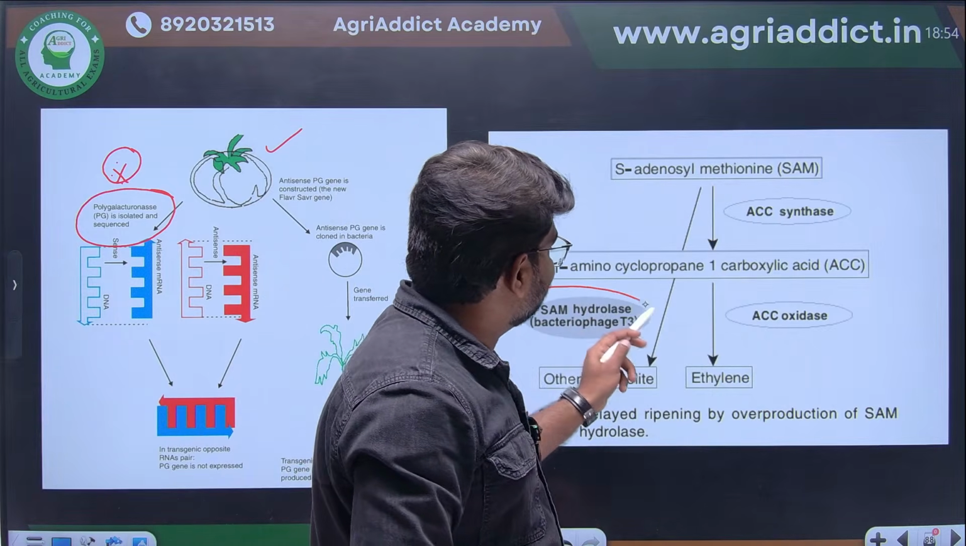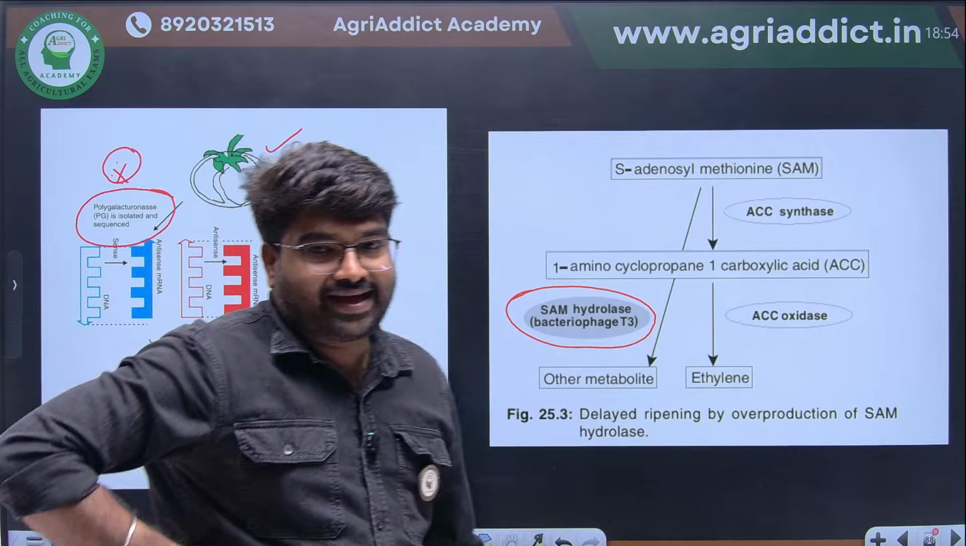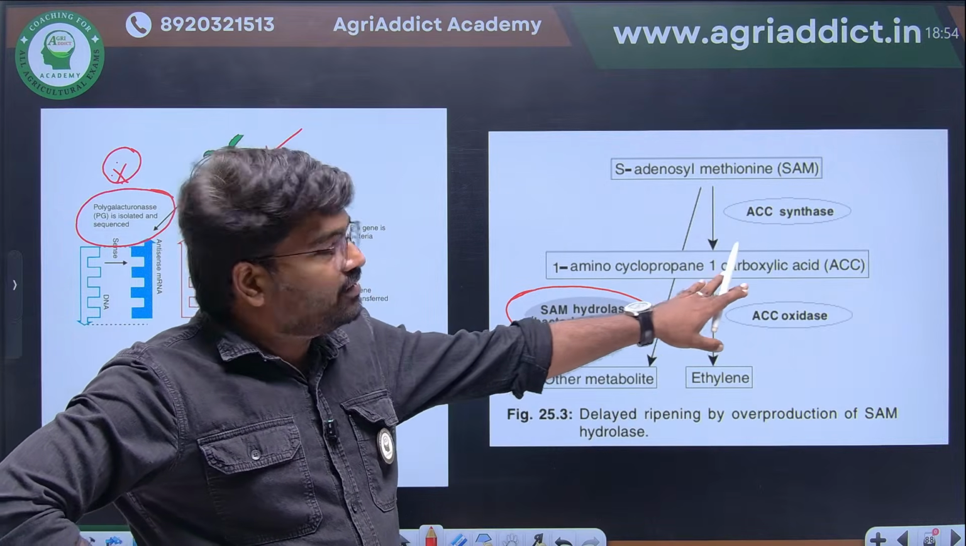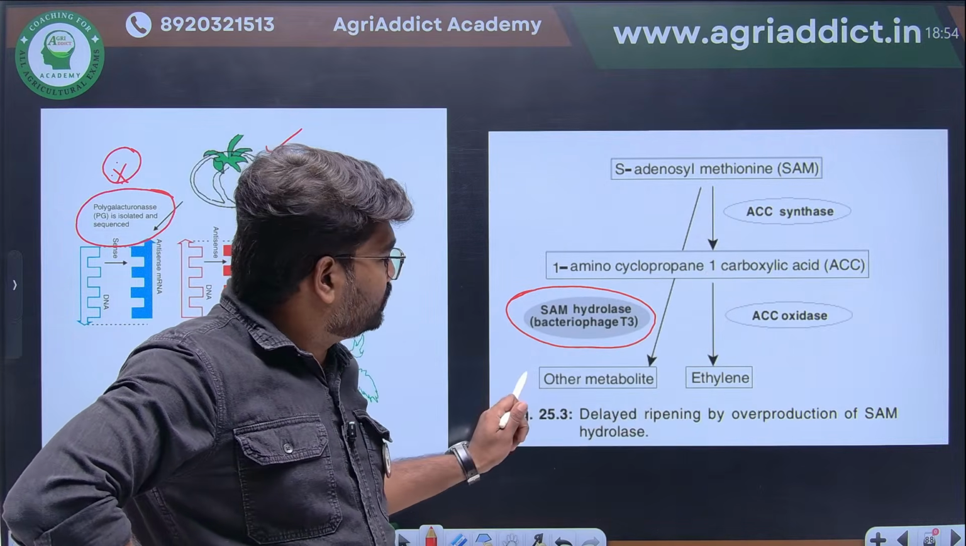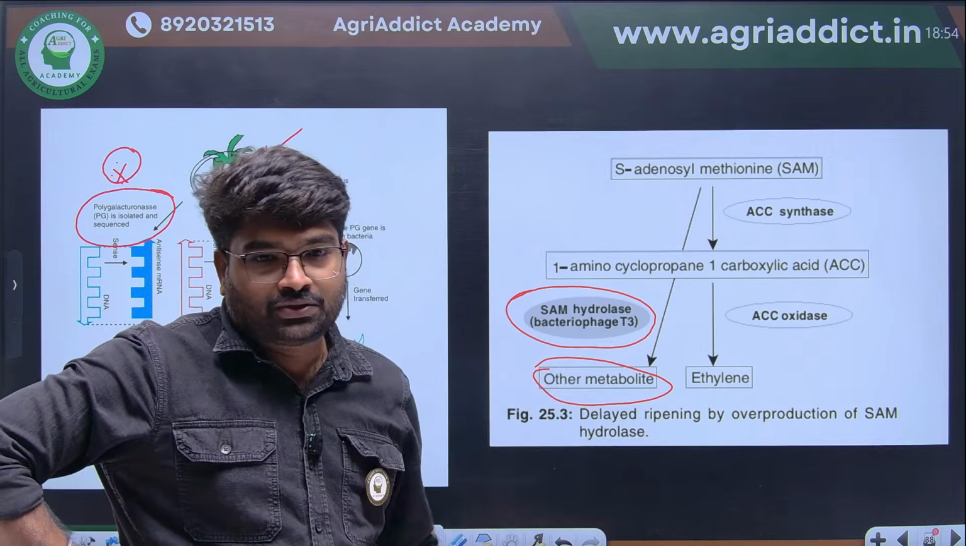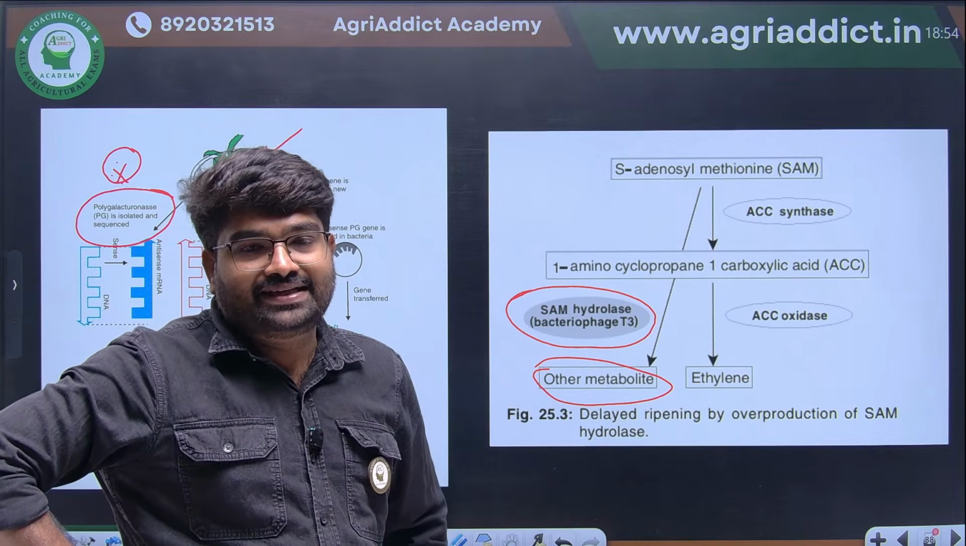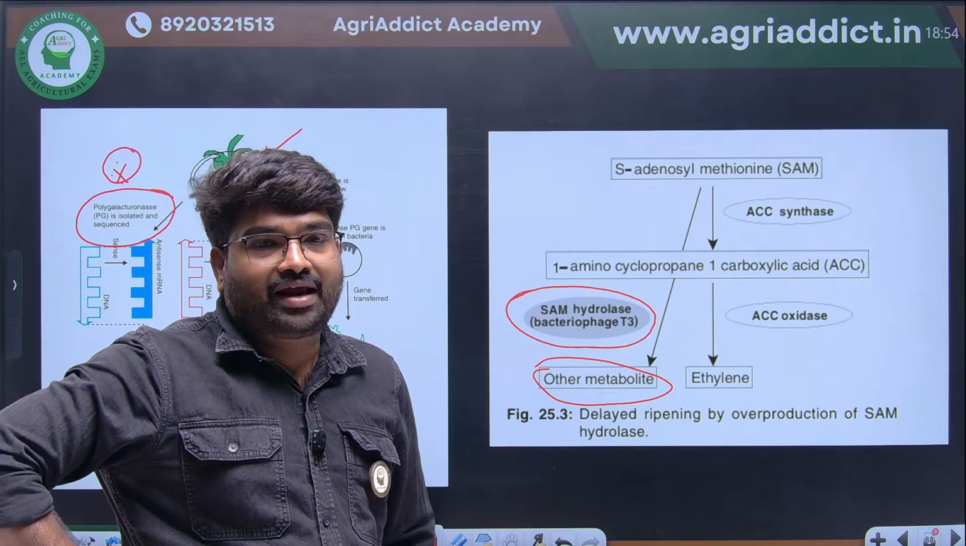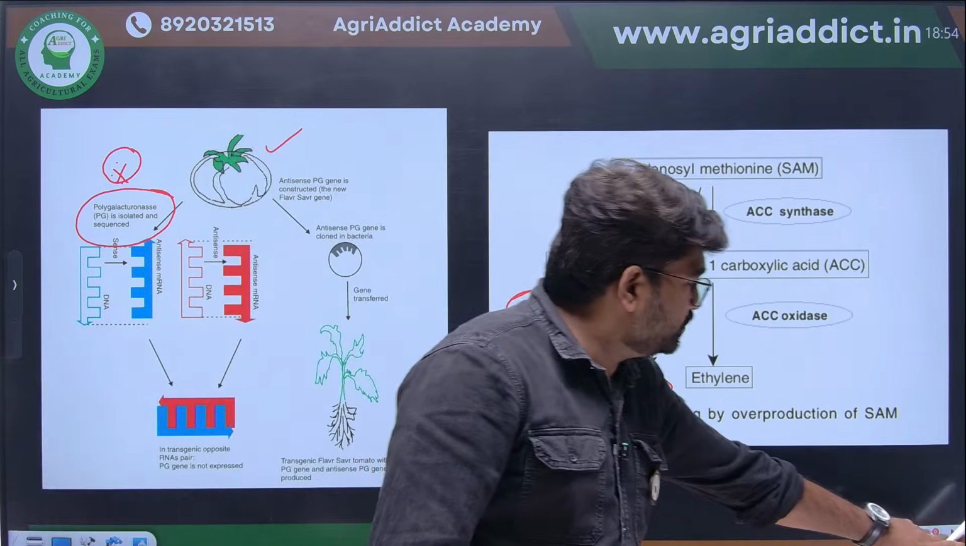Another thing is overexpression of SAM hydrolase. What it will do is convert ACC into other metabolites than ethylene. So ethylene levels will be less, and because of that, fruit ripening will be delayed. I hope this is clear.